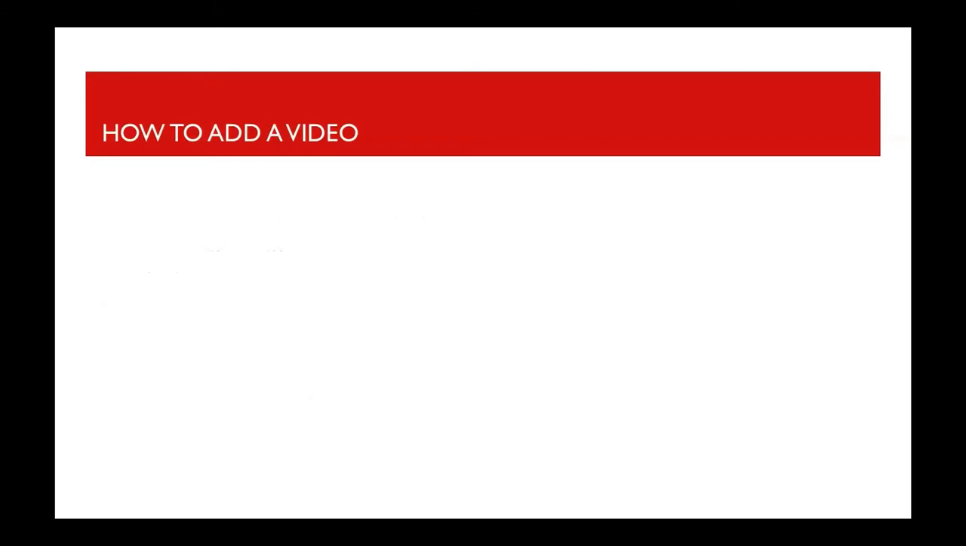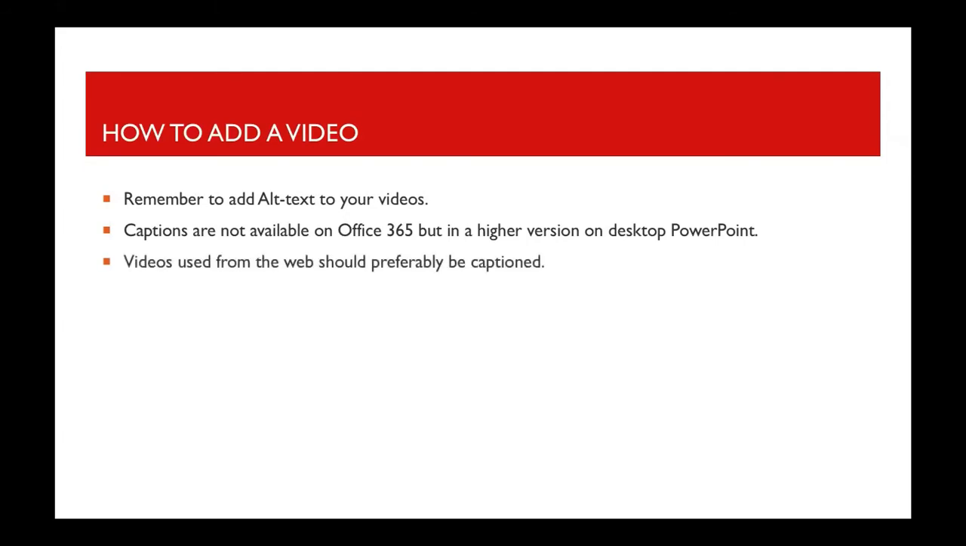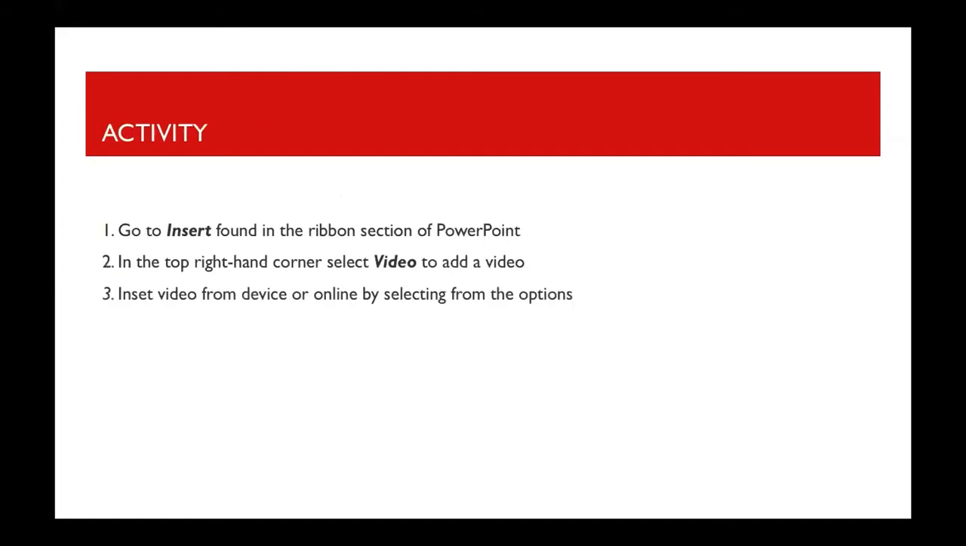And now I'll talk to you about how to add a video. Remember to add alt text to your videos as well. The same way we add alt text to images on PowerPoint, once uploaded, it's read as an image and not as a video, so you need to add alt text to your videos. Make sure that your video is captioned if it's coming from a third-party website. But if it's just from your device, there's no way to add captions yet unless you have a higher version of desktop PowerPoint. Then you can add captions to your videos directly onto your PowerPoint. Like I said, videos should preferably be captioned if they're from the web.